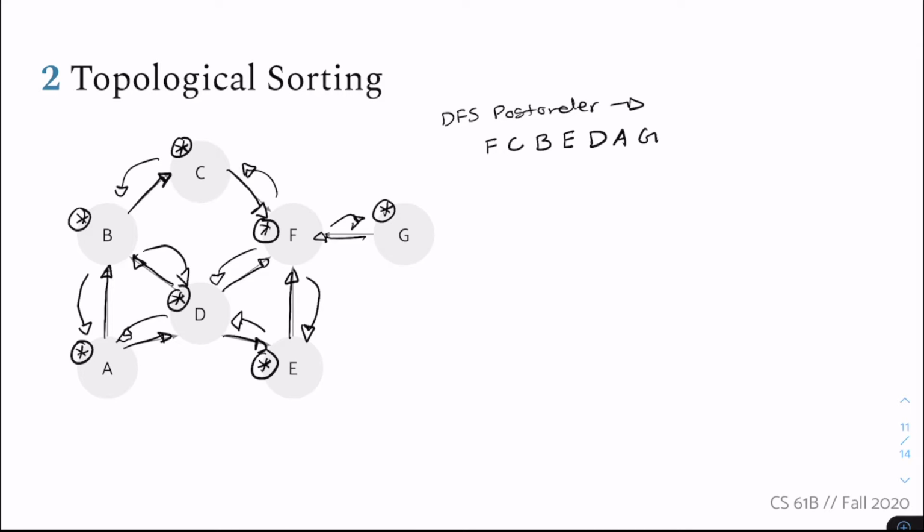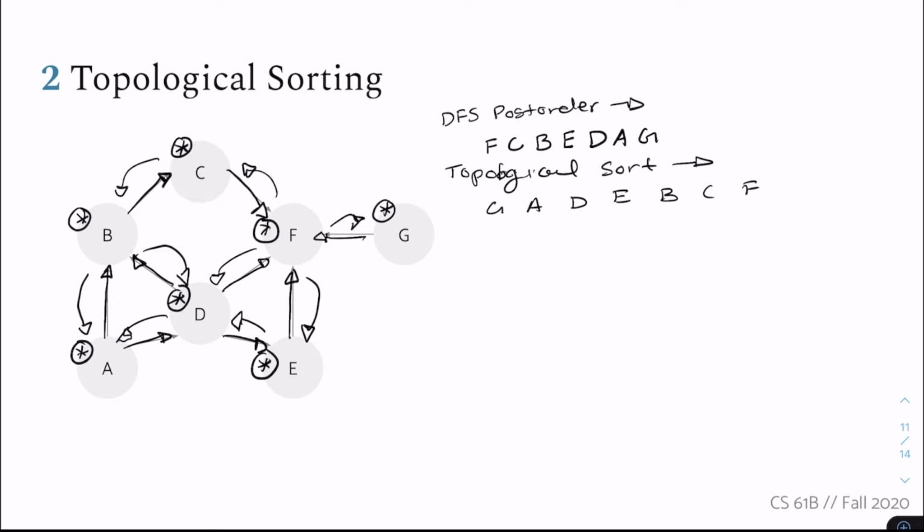And a valid topological sort of this graph would be the reverse of that. So the topological sort would be G, A, D, E, B, C, F. It's not the only topological sort that's valid, but it is one that works, and it always works for every graph, as long as there aren't any cycles.